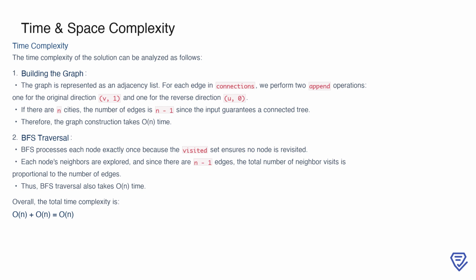Next, for the BFS traversal, each node is processed exactly once, and its neighbors are explored. Given that the total number of edges is also n-1, the total number of neighbor visits is proportional to the number of edges. Therefore, BFS traversal also takes O(n) time. Combining these steps, the overall time complexity of our solution is O(n).